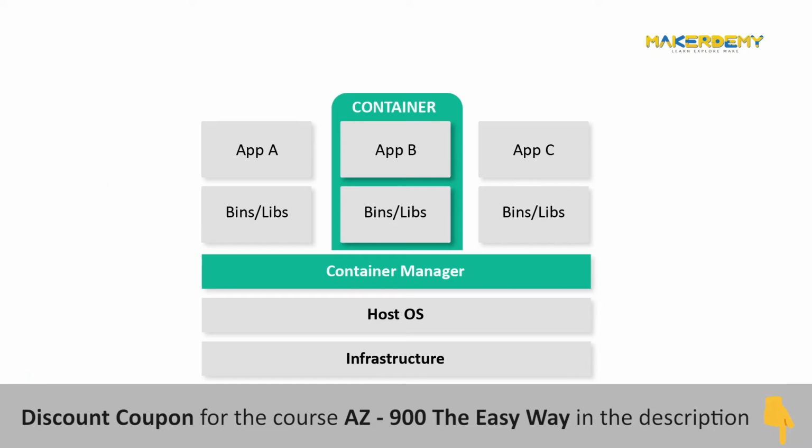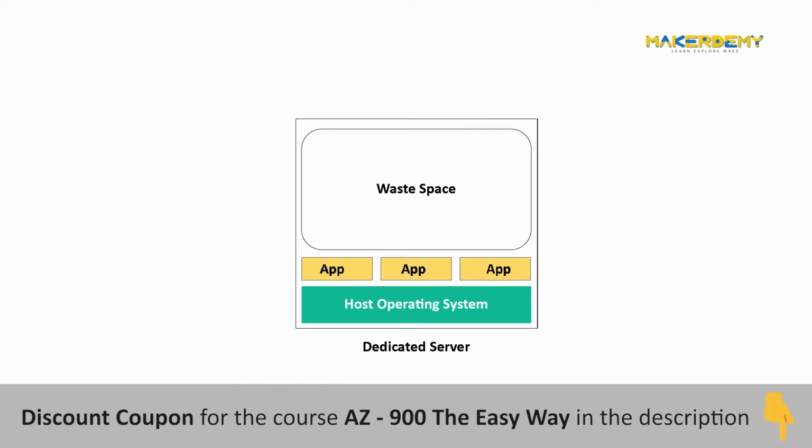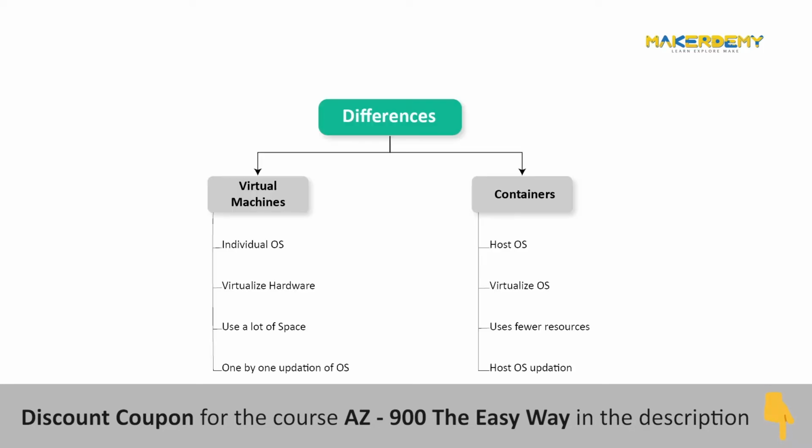Let us have a quick recap of what we have learned about containers. A container is a software that packages up code and all its dependencies so that an application can run reliably and quickly from one computing environment to another. A VM should mimic a computer, so it makes a complete copy of the OS and hardware. Containers are similar to VMs, but the major difference is that they use the host OS instead of having an individual OS.